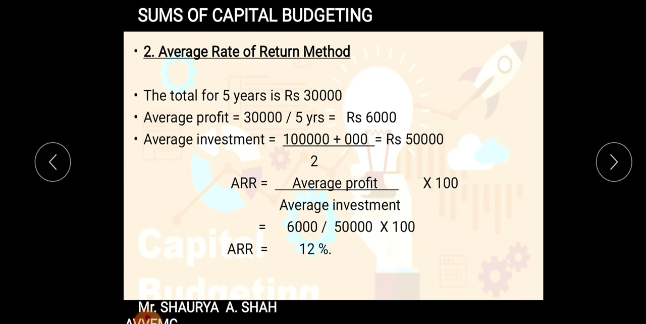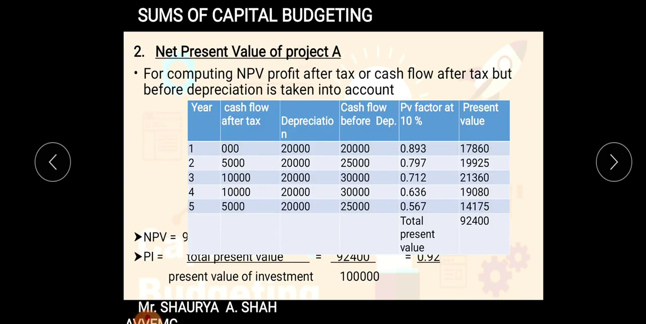So the first thing they have asked is ARR, which we have completed. Now moving on to the next part, that is net present value, right? Again a set of calculations is to be done for net present value. I hope everyone completed till here. Next is your net present value of project A, right?